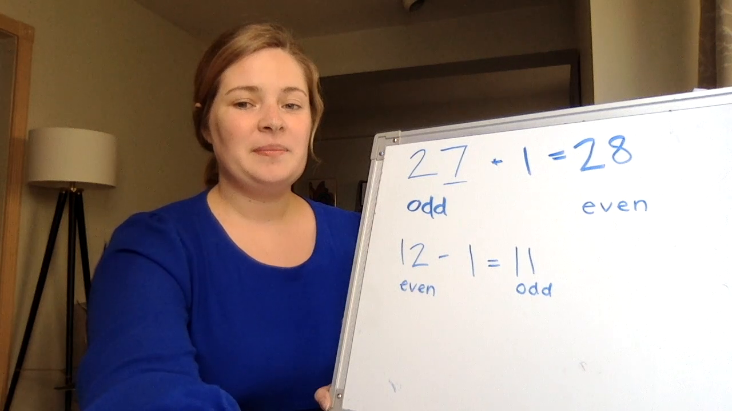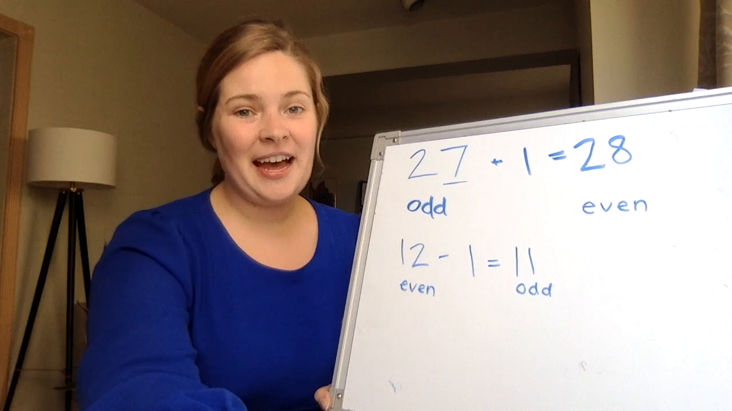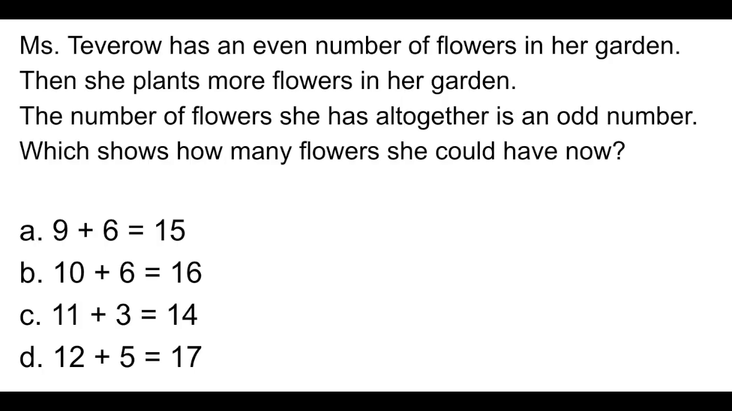Good work, friends. Let's challenge ourselves with a tricky application problem. Miss Teverow has an even number of flowers in her garden. Then she plants more flowers in her garden. The number of flowers she has altogether is an odd number, which shows how many flowers she could have now.